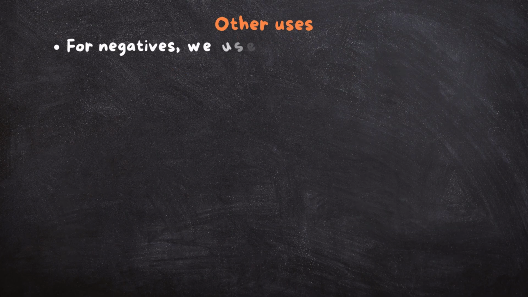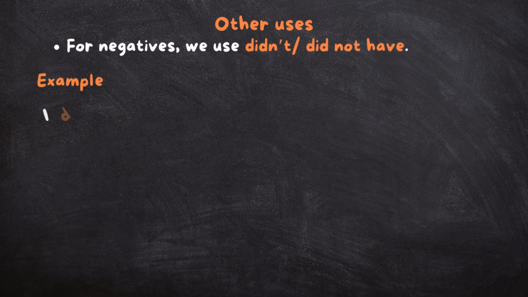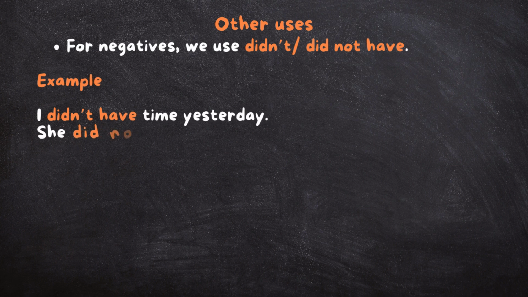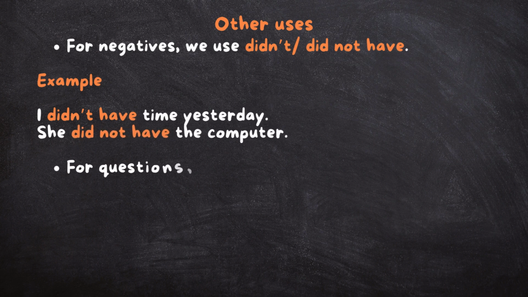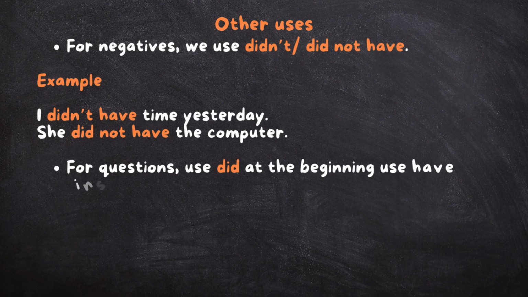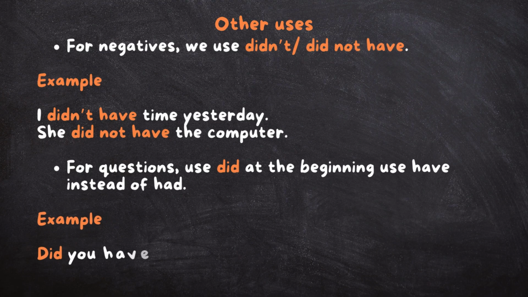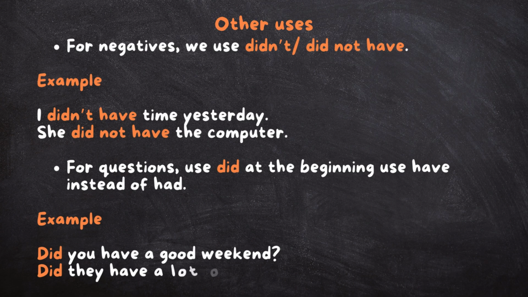Now let's see other uses of this verb. So for negatives, we use didn't or did not have. So if we need to use the verb to have in the past tense in a negative way, we use didn't or did not plus have. So examples: I didn't have time yesterday. She did not have the computer.